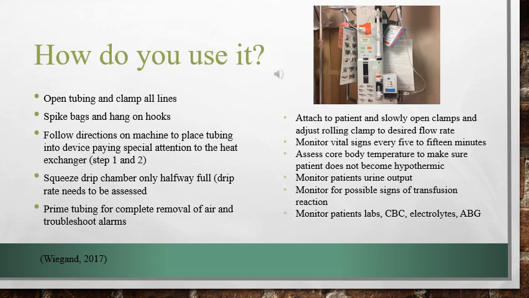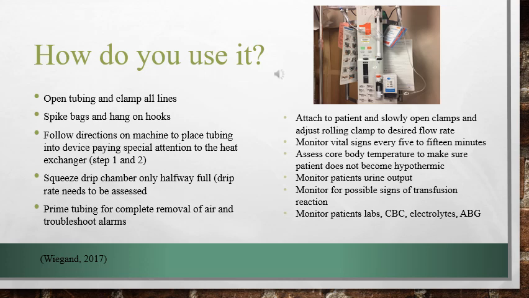So once you're ready and everything's good, machine's good to go, you want to go ahead and attach this to your patient, open up your clamps, and slowly open up your rolling clamp, because this is going to make your desired rate, okay? The machine's just not going to slow down all of a sudden miraculously. That roller clamp is your rate control on how fast this is going to run, from 70 to 30,000 mLs an hour, okay?